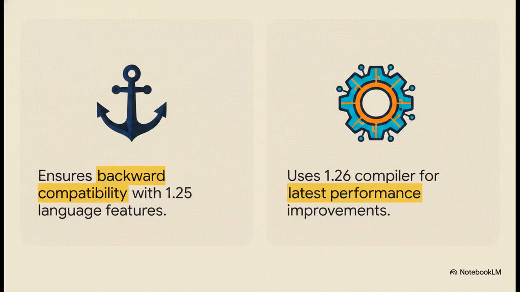Now, what's really interesting here is seeing how these two directives sit perfectly side by side in your final file to balance safety and speed. Notice how you have the 1.25 version ensuring backward compatibility so the wider community can actually use your package. And then, right below it, you have your 1.26 toolchain, ensuring that when the code is compiled, it gets all the latest performance improvements and bug fixes. It's just an incredibly elegant separation of concerns.